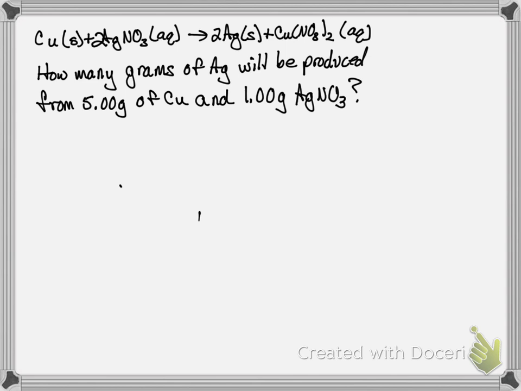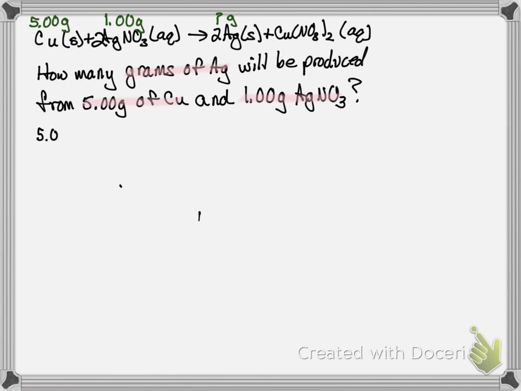In this question, we want to know how many grams of silver will be produced from 5 grams of copper and 1.00 grams of silver nitrate. So the first thing we do is identify the given information, and then we write the given information over the correct substance in the balanced chemical equation. This is the key step to success in AP chemistry problems.